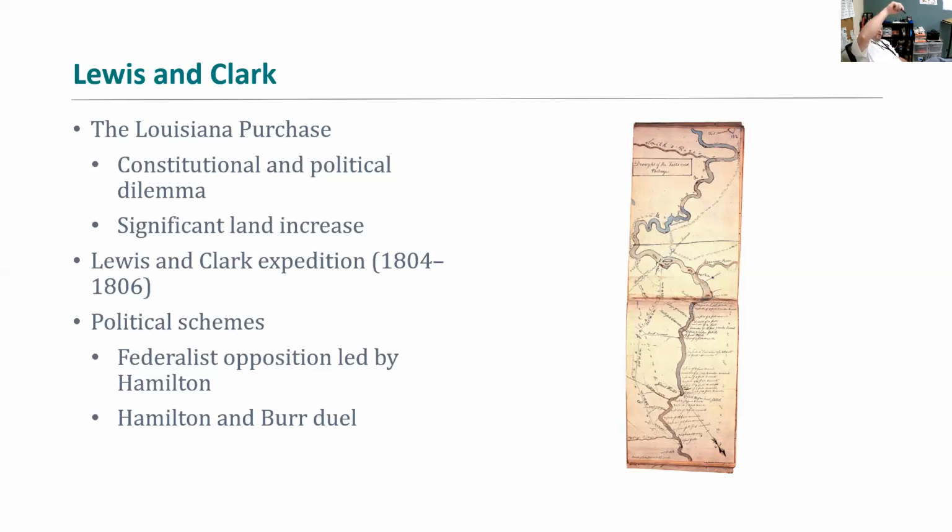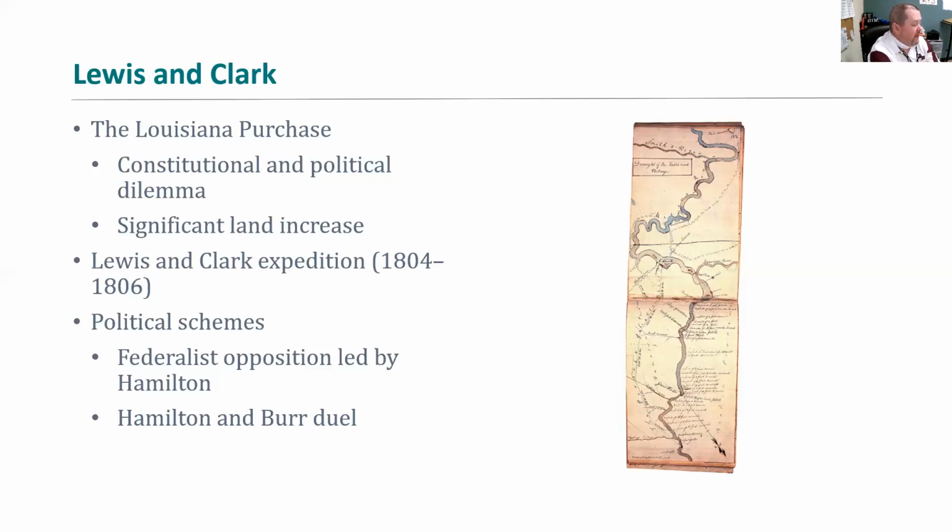But Hamilton and Burr duel. Aaron Burr, just so you understand, Aaron Burr is the vice president of the United States, and he gets into a fight and shoots Alexander Hamilton and kills him.